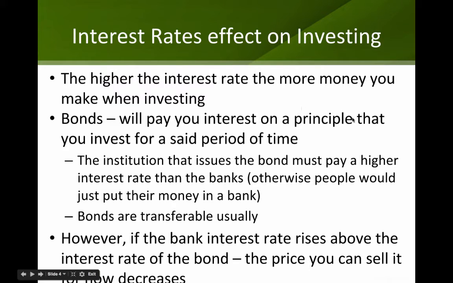Principal is going to be a term you're going to know really well by the end of this worksheet. And the interest rate is applied to that principal over a period of time. So the institution that issues the bond must pay higher interest rates than the bank, otherwise people would just put their money in a bank. And bonds are transferable usually. This means you could sell your bond earlier if you need to. However, if the bank interest rates on your bank account rise above the interest rate of the bond, the price you can sell your bond for now decreases because people won't want to buy that bond from you.